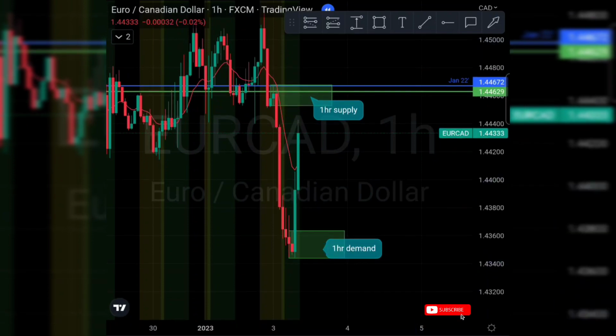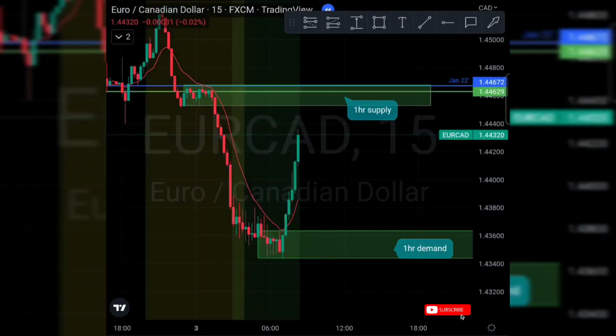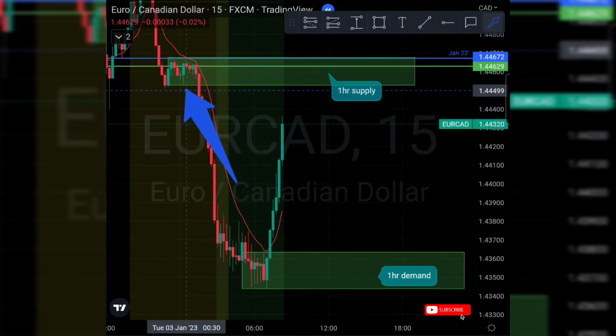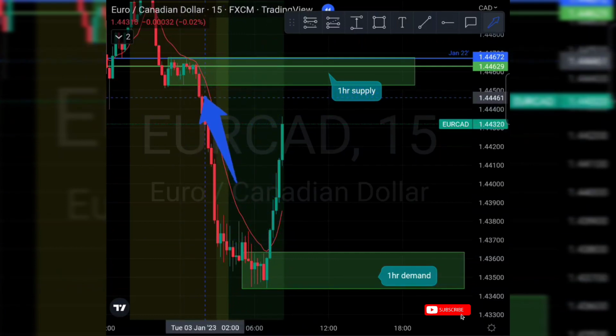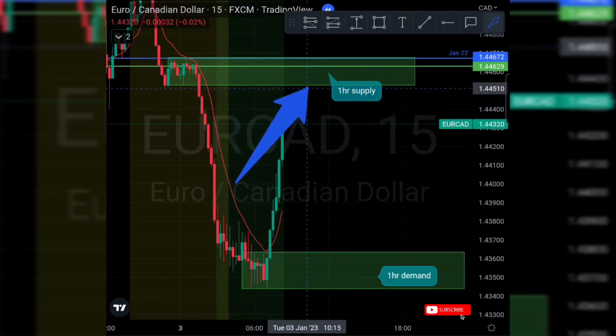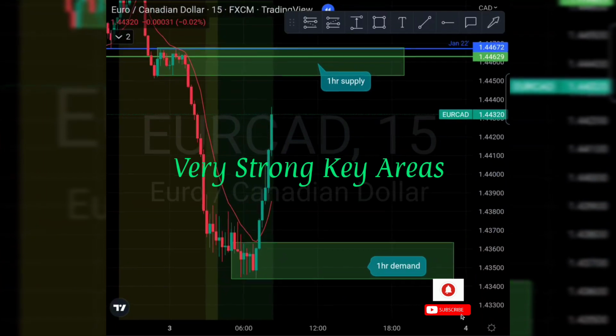So now at this point, when we zoom back into our 15-minute time frame, you will see that the zones still line up to where we had them, right? There's still a gap right here. There's still a gap right there, right? There's still a gap. So this 1 hour supply and 1 hour demand are very strong key areas, very, very strong.